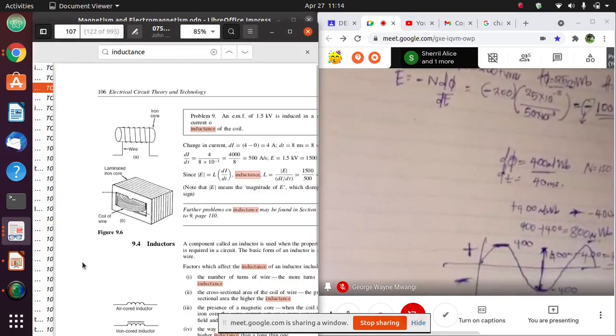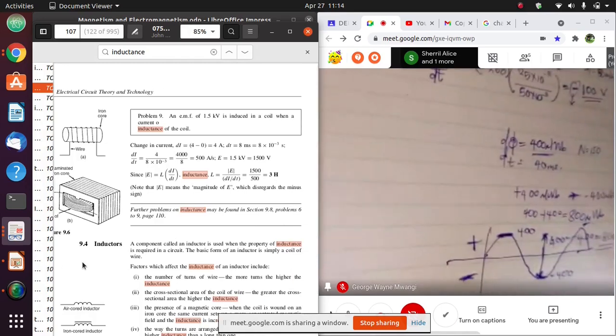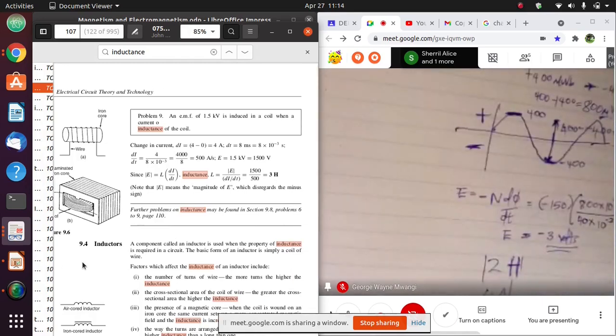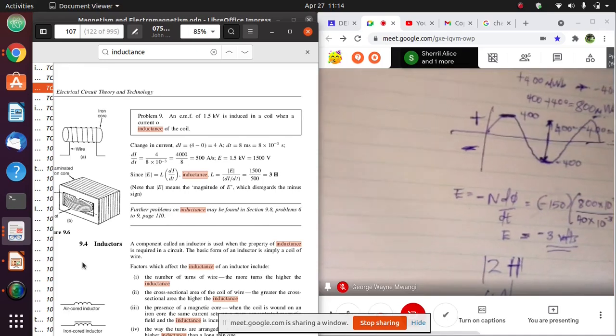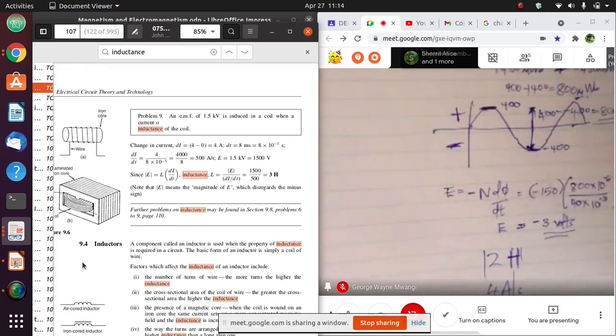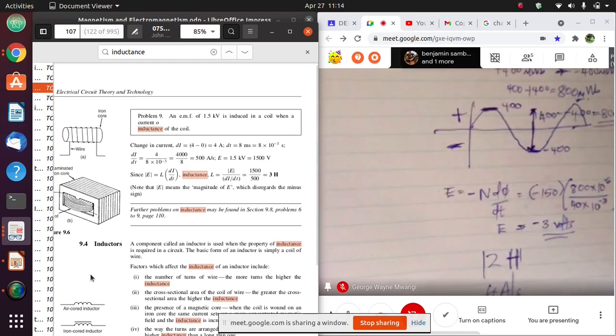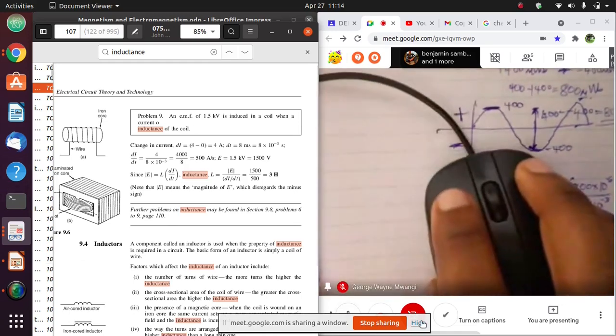Do you have a question? So we have already combined the change in current with the change in time. Yes. As per that question, they have already given you the change in current over the change in time. Okay.